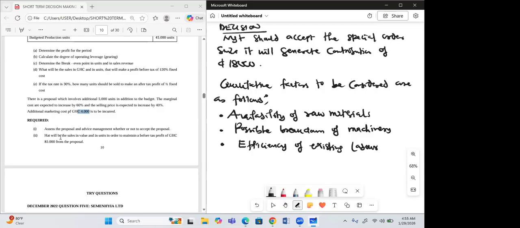What about the quality of the products? The efficiency of the labor will determine the quality. Are you getting it? Okay.